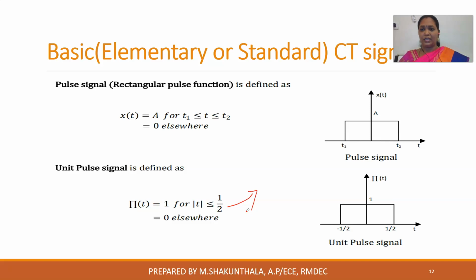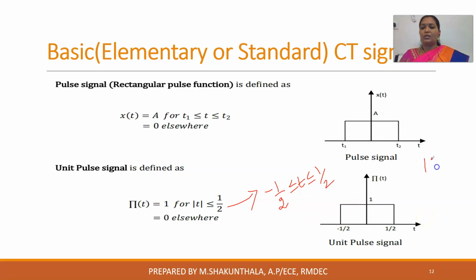Actually, whenever you have modulus of t, t can take minus value also, plus value also. So you can write it as minus 1 by 2 lesser than or equal to t lesser than or equal to 1 by 2, meaning that t varies between minus 1 by 2 to 1 by 2. So this only you are writing in short form as modulus of t lesser than or equal to 1 by 2. So pi of t equal to 1 for minus 1 by 2 to 1 by 2. Outside this duration the values are 0.